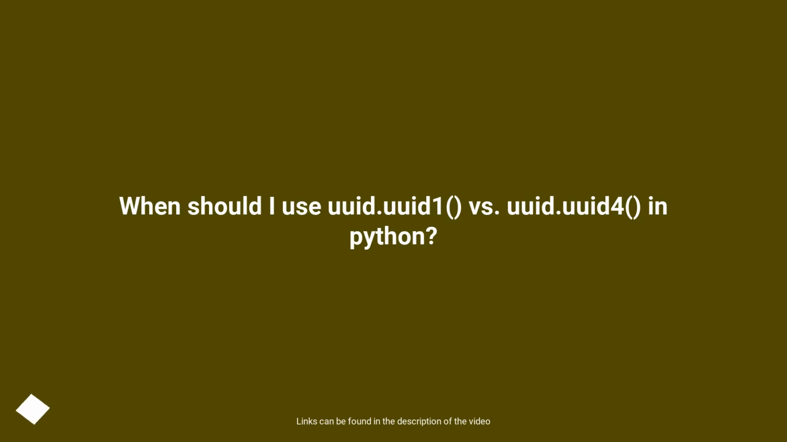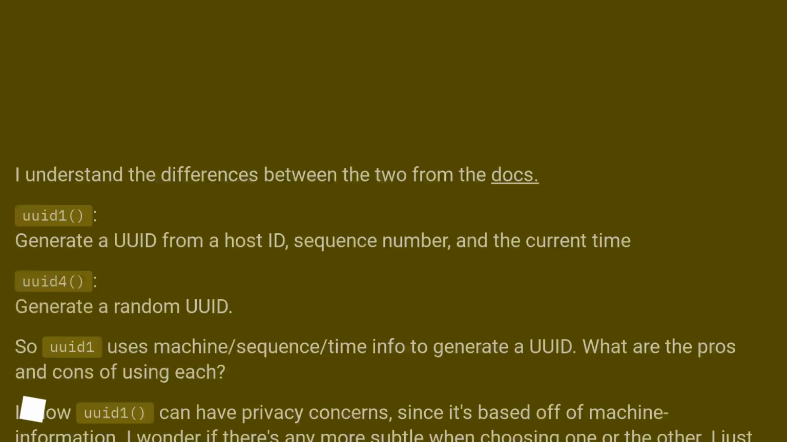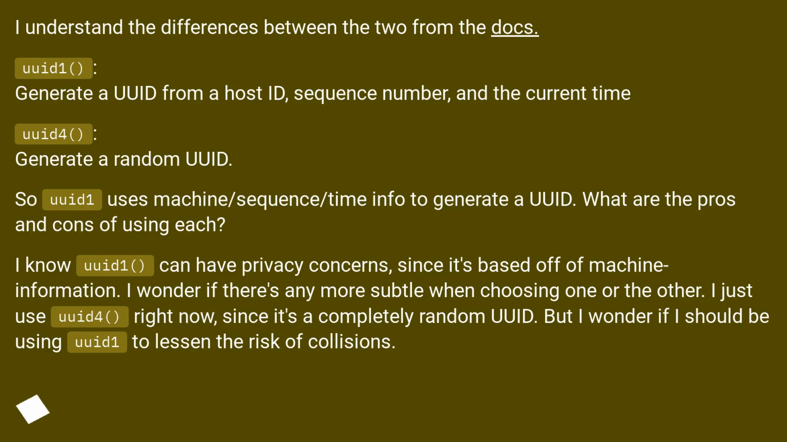When should I use uuid.uuid1 versus uuid.uuid4 in Python? I understand the differences between the two from the docs. uuid1: Generate a UUID from a host ID, sequence number, and the current time. uuid4: Generate a random UUID. So uuid1 uses machine, sequence, and time info to generate a UUID. What are the pros and cons of using each?